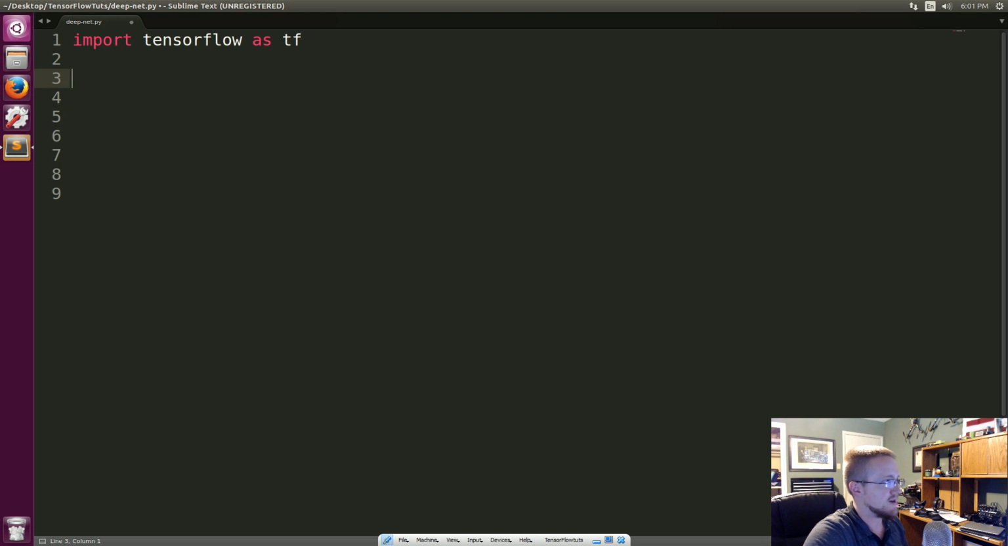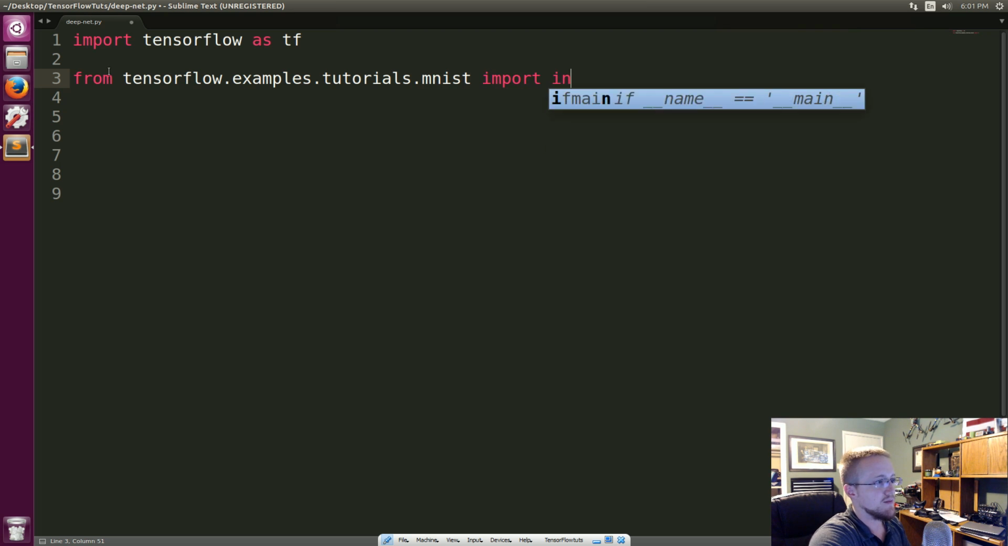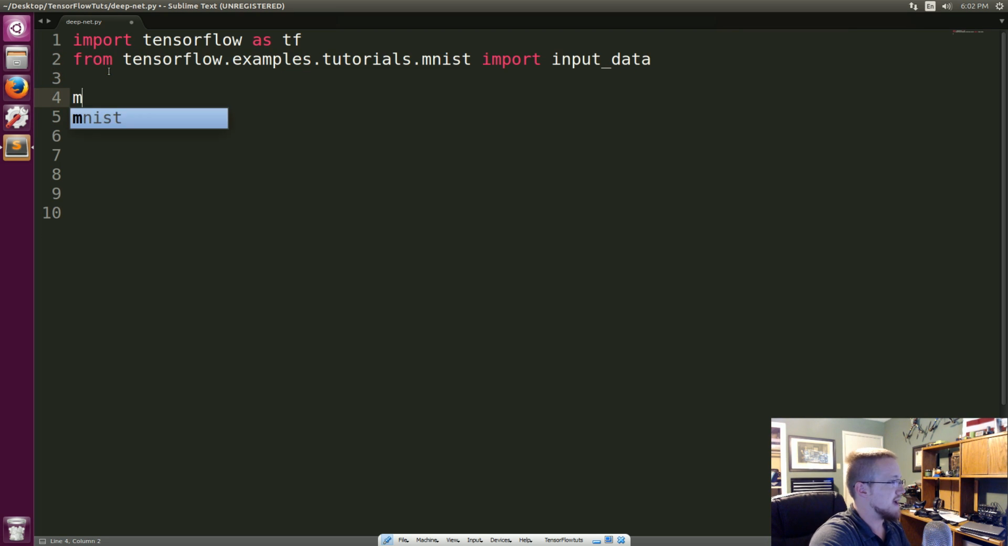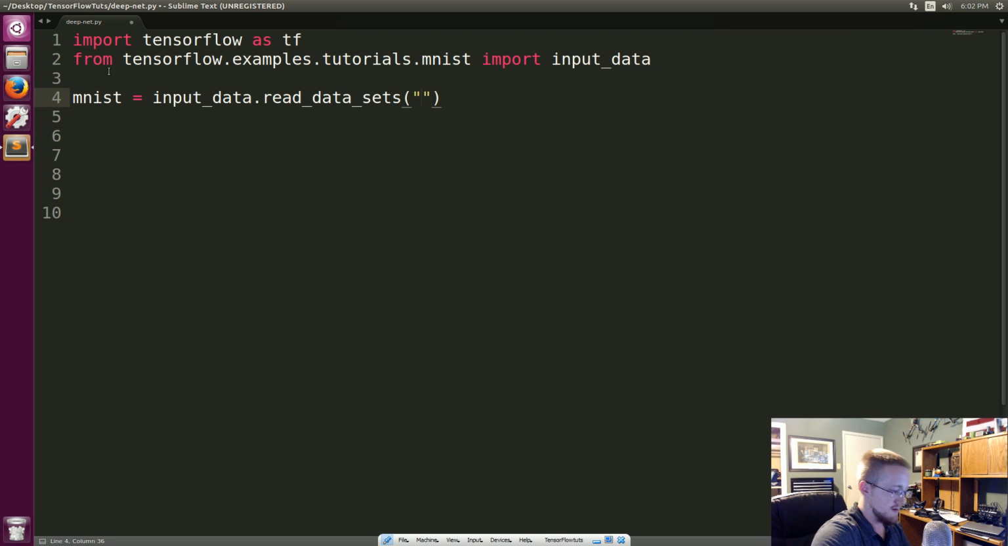So we import TensorFlow as tf. There's really nothing fancy going on there. And then from tensorflow.examples.tutorials.mnist, we're going to import input_data. And then we're going to say mnist equals input_data.read_data_sets, and then we'll have it in /tmp/data, and then we're going to say one_hot equals True. Great.